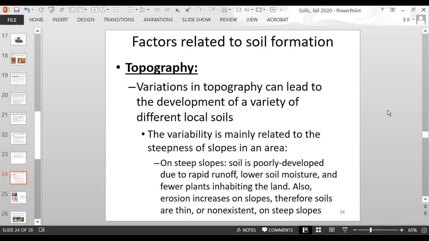Then we have topography. Variations in topography can lead to the development of a variety of different local soils. The variability is mainly related to the steepness of slopes in an area. So on steep slopes, soil is poorly developed due to rapid runoff, lower soil moisture, and fewer plants inhabiting the land. Also, erosion increases on slopes. Therefore, soils are thin or non-existent on steep slopes.